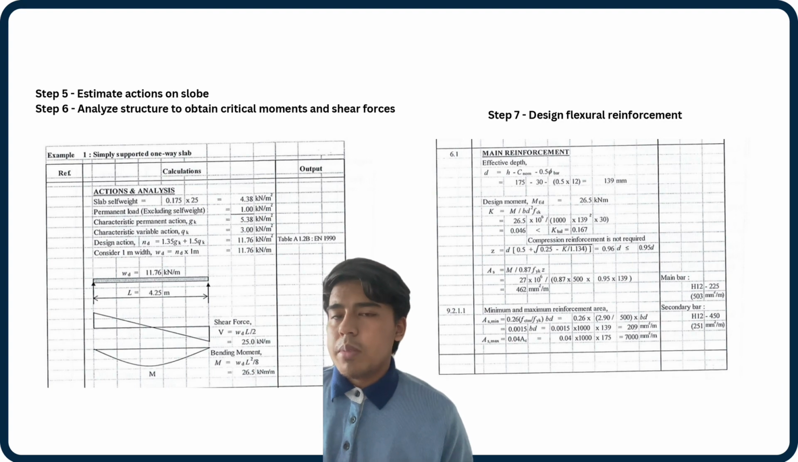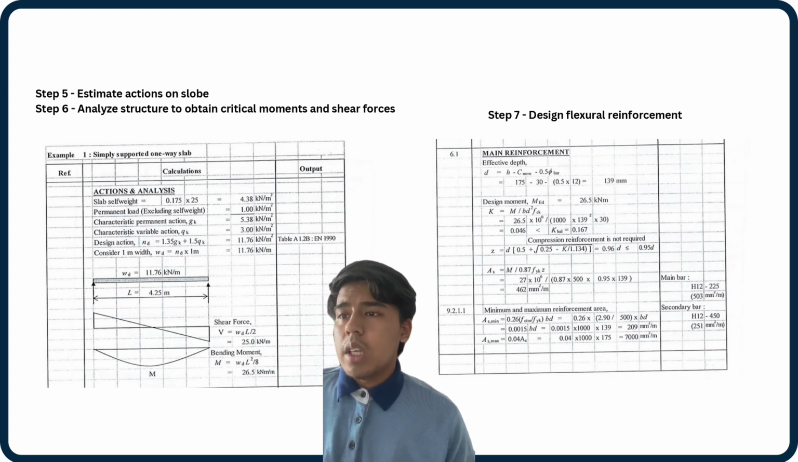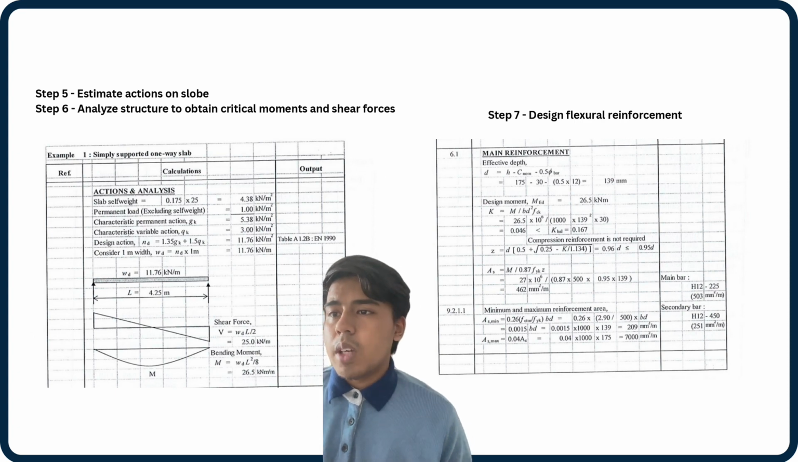Step 5 and step 6, we combine in one-way calculation. For slab self weight, 0.175 times 25.